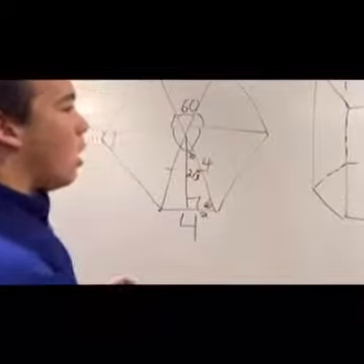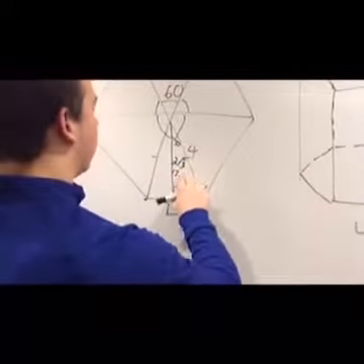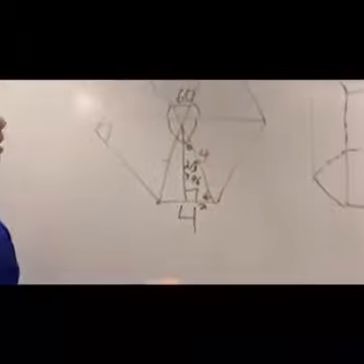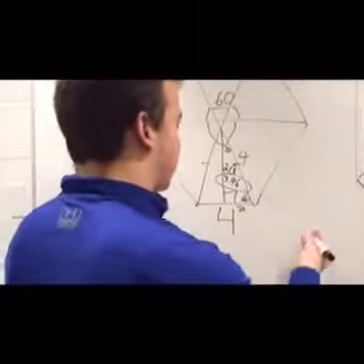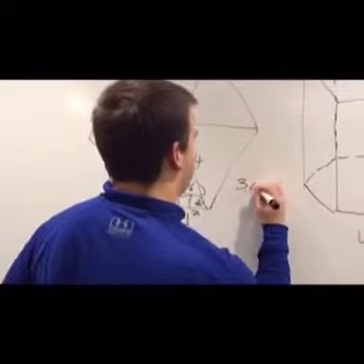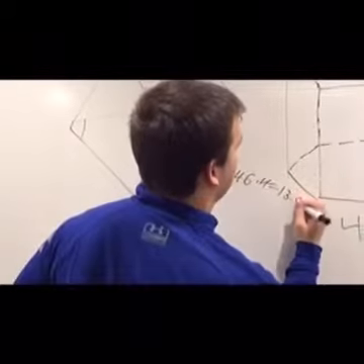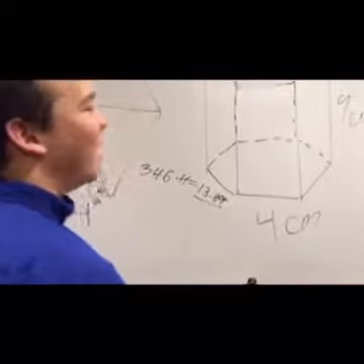After that, you then want to use the 30, 60, 90 formula, which makes the height 2 radical 3, which is going to equal 3.46. Next, you want to multiply the height, which is that, times the base. So it'd be 3.46 times 4. That's going to equal 13.89. After that, you want to then divide by 2.